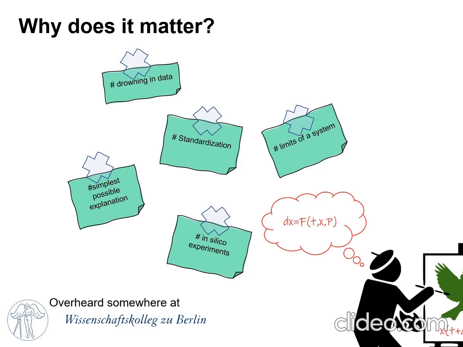So for example, a couple of weeks ago, someone mentioned this big problem that we are drowning in data, and that in biology we have to make sense out of this data. So constructing this type of mathematical models is our answer to this question of how to avoid drowning in data.